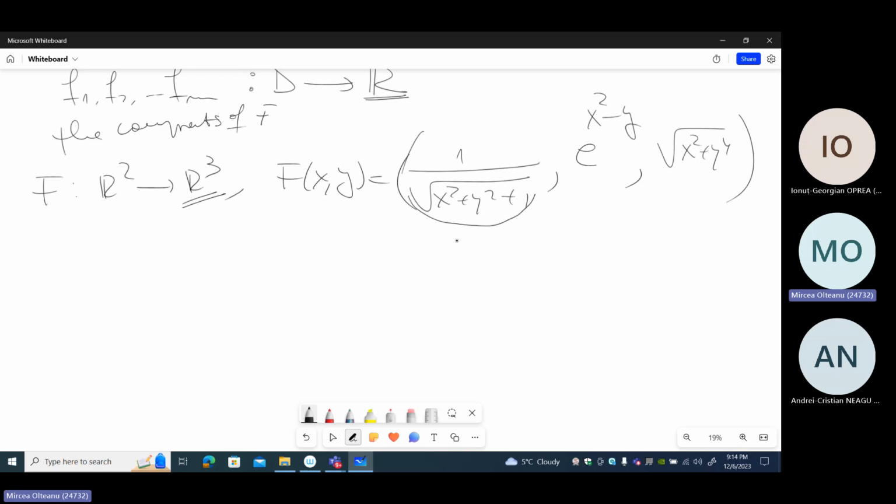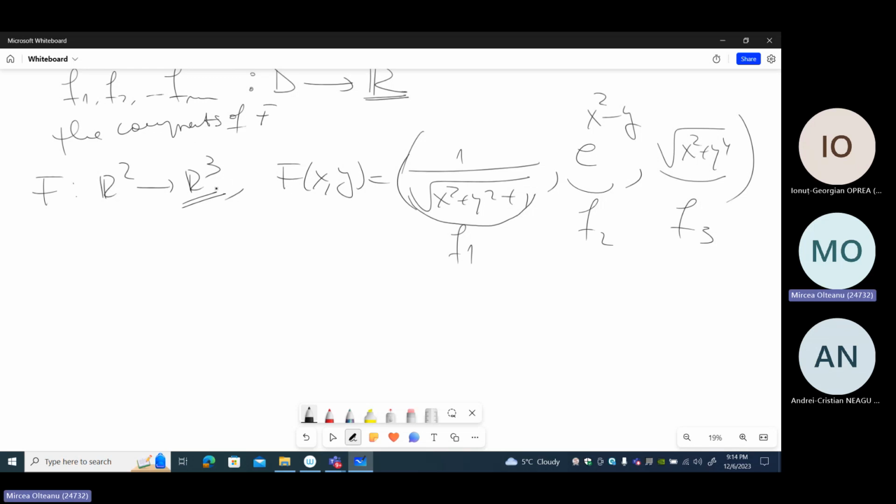In our previous notations, this is F1, this is F2, and this is F3. Each of them is a function of 2 variables, but it takes values numbers, not vectors. Okay. This is our object of study.